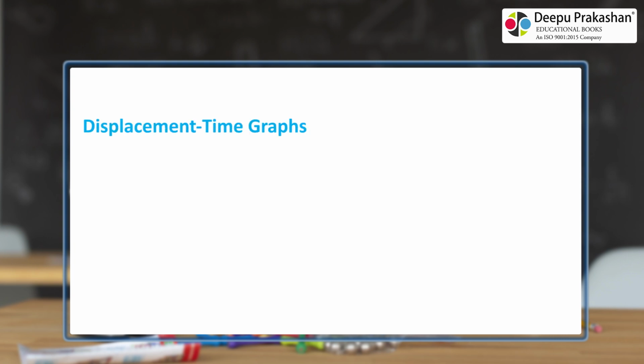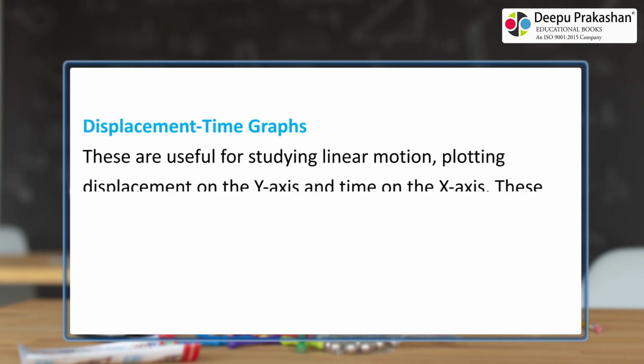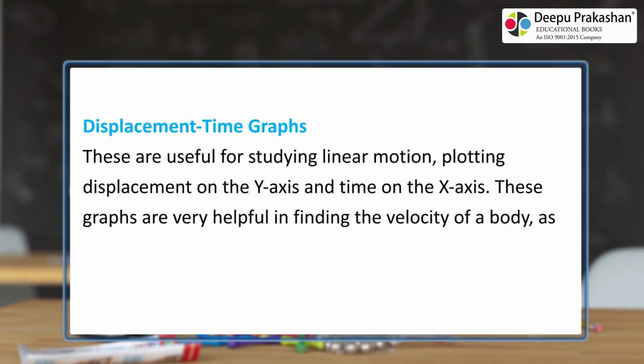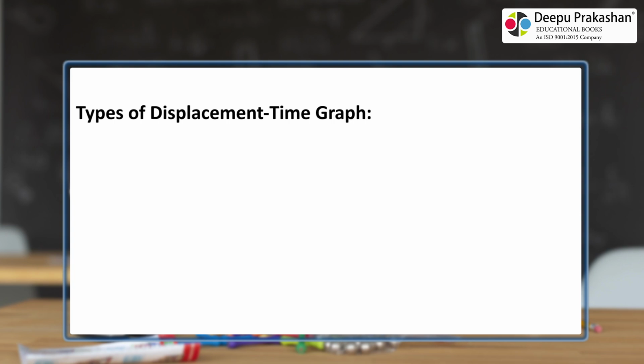Displacement-time graphs. These are useful for studying linear motion, plotting displacement on the y-axis and time on the x-axis. These graphs are very helpful in finding the velocity of a body, as the slope of the graph, y-axis over x-axis, is equal to displacement over time. Types of displacement-time graph.